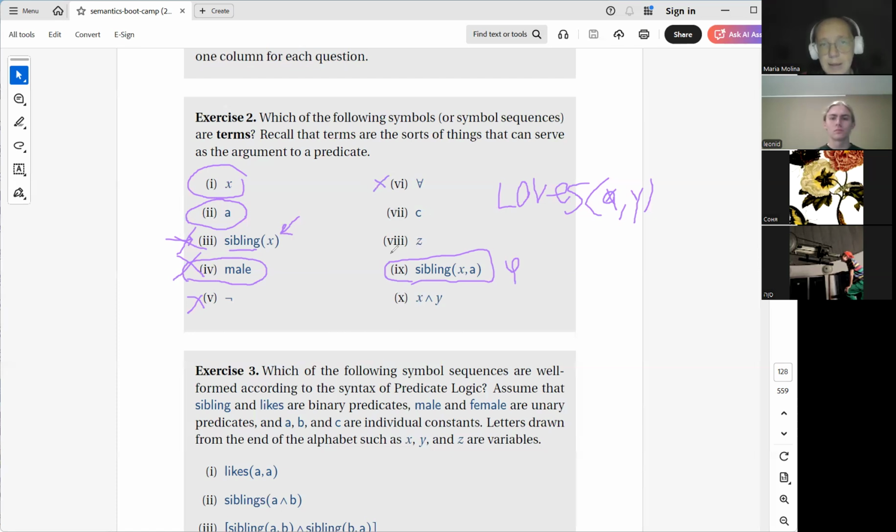Yeah, C and Z same as A and X, right? And X and Y is a formula. So same as sibling, right? So we have X, A, C, Z, sibling XA, X and Y as possible arguments to predicate.